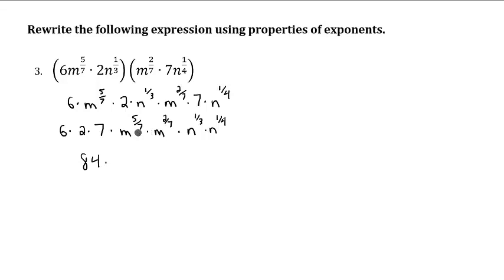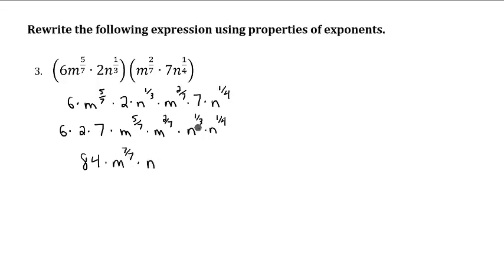Then I multiply these two terms together, so when I have the same base, I can add their exponents because we have multiplication. So that's going to be m, and then 5/7 plus 2/7 gives me 7/7. I'm going to simplify that in a little bit.